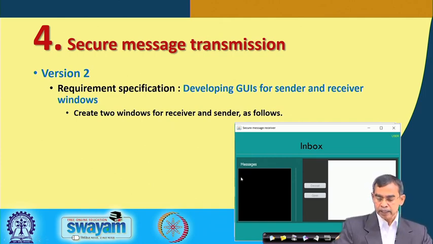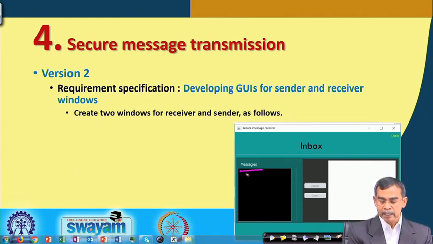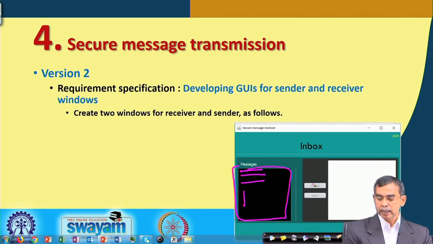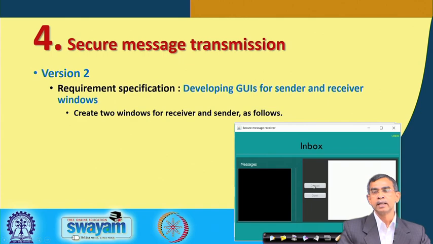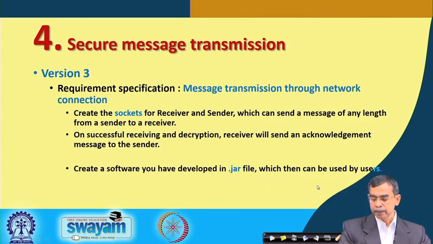On the receiver end, once this program is there, whatever message he has received will be there. So, this is basically one inbox sort of thing. In this inbox he can select one, and then he can select decrypt. This decrypt will convert the encrypted file into a decrypted one, and then finally it is opened.